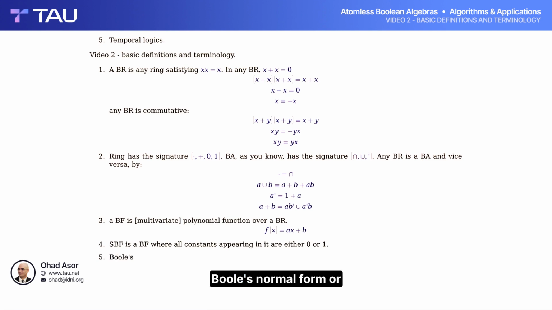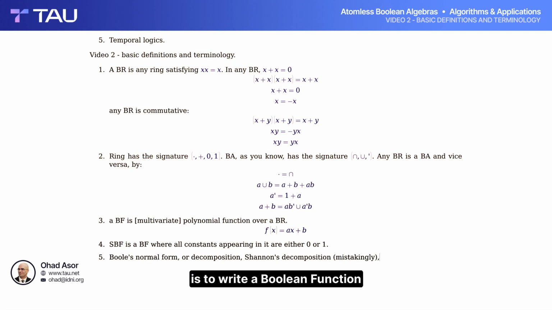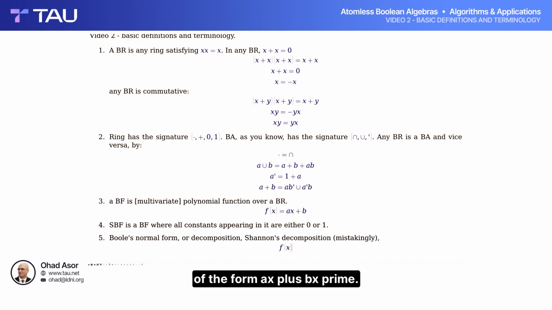Boole's normal form or decomposition, mistakenly also called, especially in the BDD literature, Shannon normal form or Shannon's decomposition, is to write a Boolean function of the form ax plus bx prime. Now, several things to notice here.